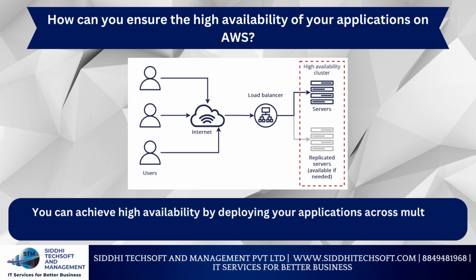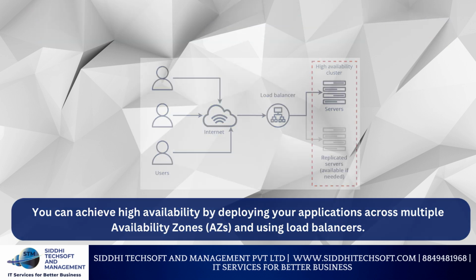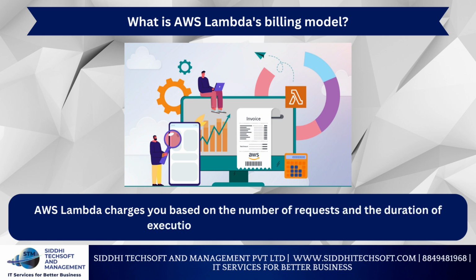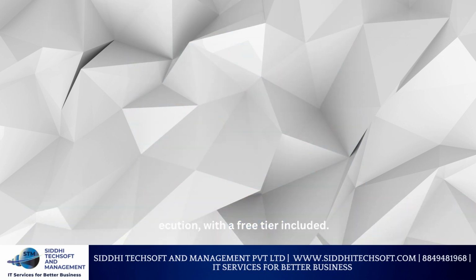You can achieve high availability by deploying your applications across multiple availability zones and using load balancers. What is AWS Lambda's billing model? AWS Lambda charges you based on the number of requests and the duration of execution, with a free tier included.